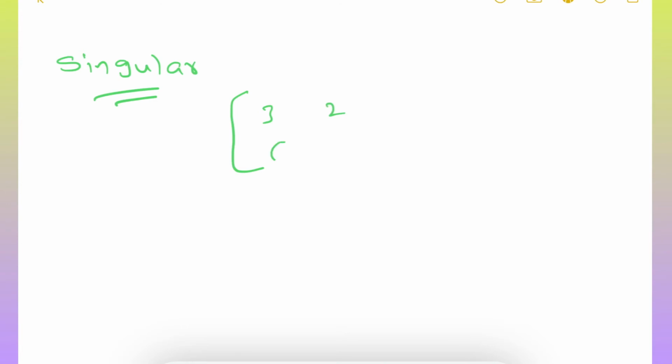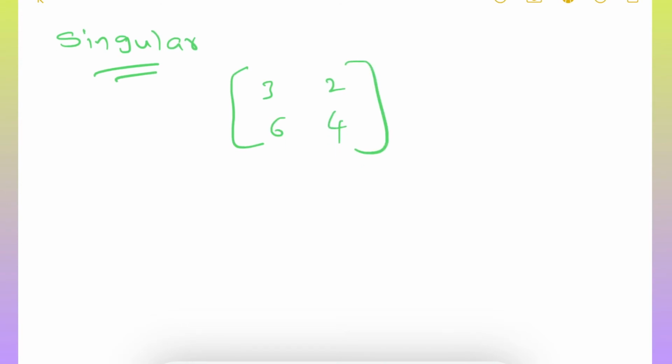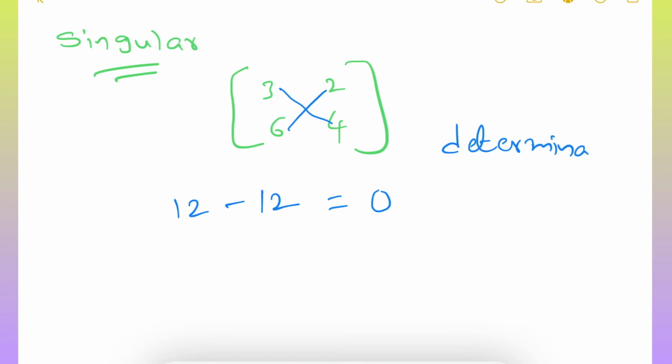3, 2, 6, 4. Now if we find the determinant, multiply these two: 3 4s are 12, minus multiply these two: 6 2s are 12. 12 minus 12, 0. If the determinant of any square matrix is 0, that kind of matrix is called a singular matrix.